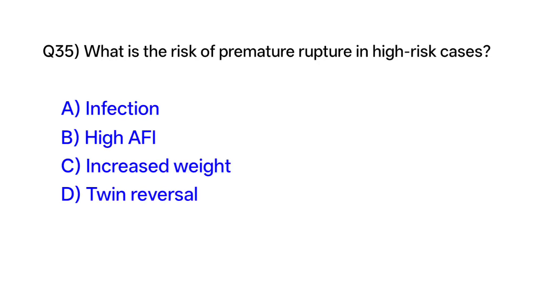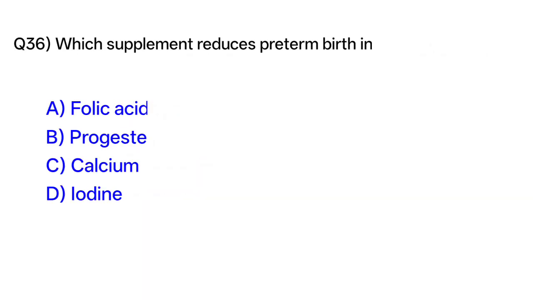Question number 35. What is the risk of premature rupture in high risk cases? The correct option is A. Infection. Question number 36. Which supplement reduces preterm labor in high risk women? The correct option is B. Progesterone.